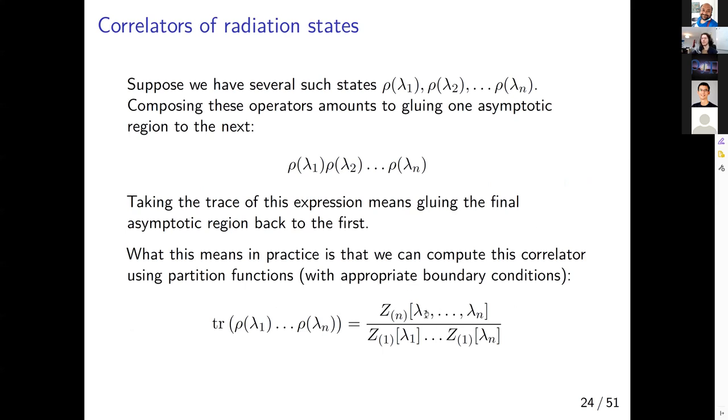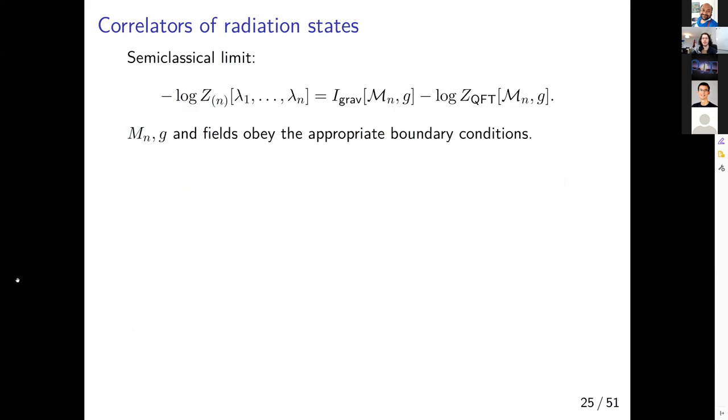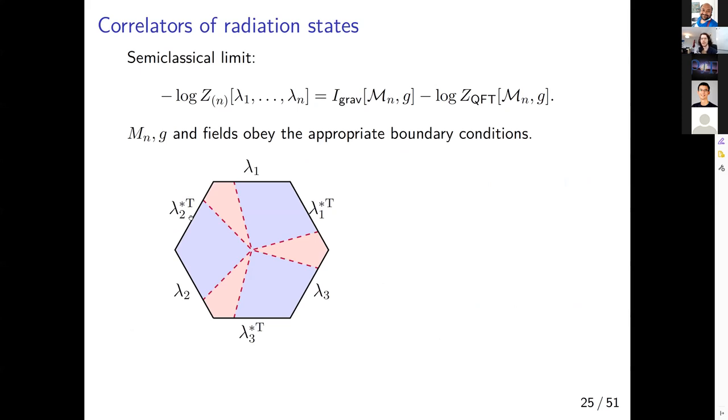So this partition function, to be explicit, can be written in the semi-classical limit in a similar way to before, but now this manifold Mn and the metric and the fields all obey these different boundary conditions. So here's an example for n equals 3. We have three different states. There's a past and a future for each state. Within each state, we've done a trace over the gravitational region, so that we've glued together the gravitational region within each state, but we've also glued together the asymptotic regions of the successive states to each other. And then we come up with some manifold and metric that fills in these boundary conditions, and we compute the partition function on this background.